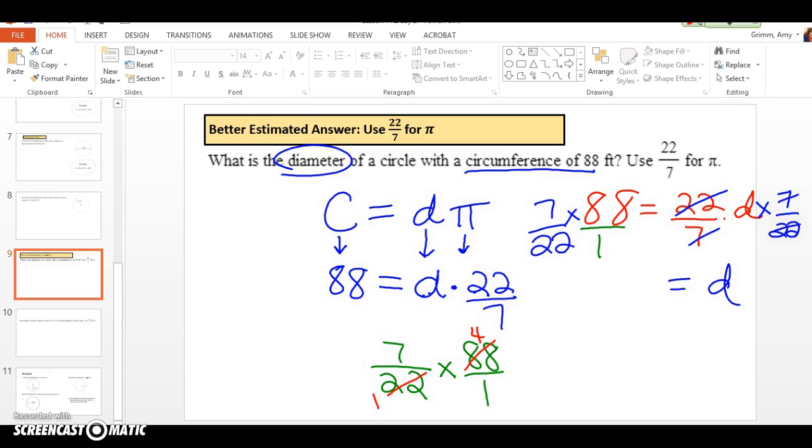So 7 times 4 is 28. 1 times 1 is 1. So my answer is 28. That's it. And that was the diameter, right? So diameter is 28. What are my units here? Feet? Okay, 28 feet.